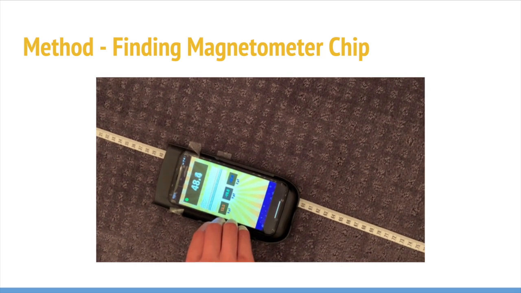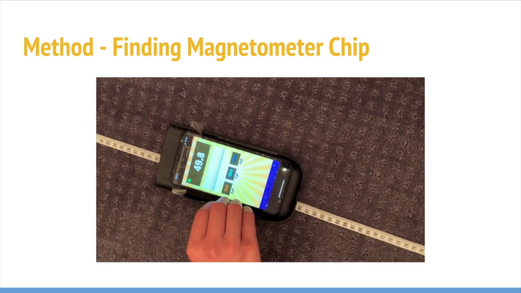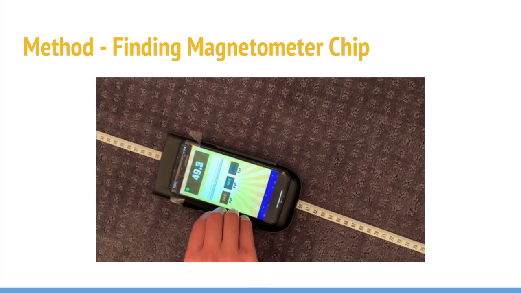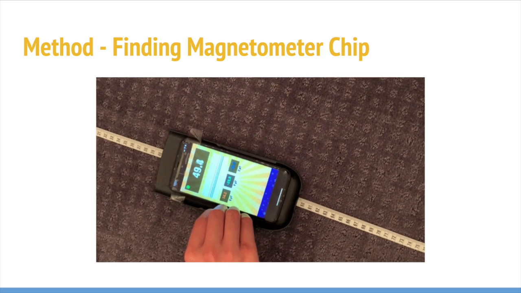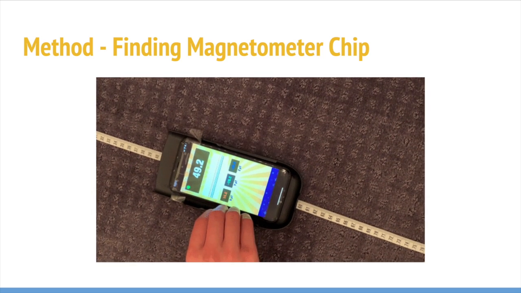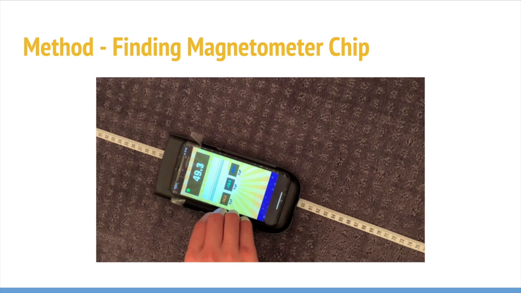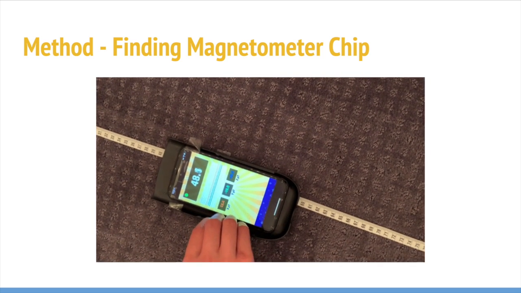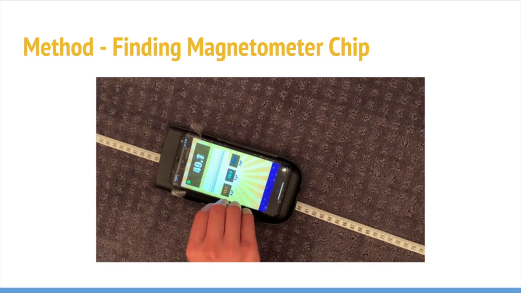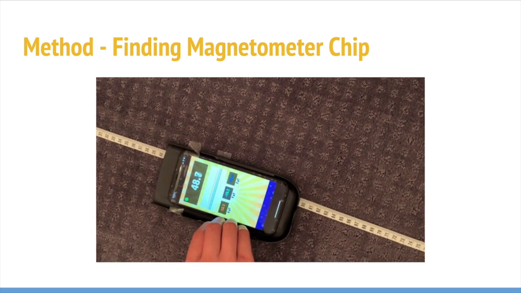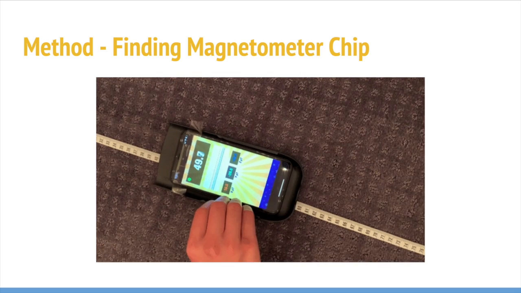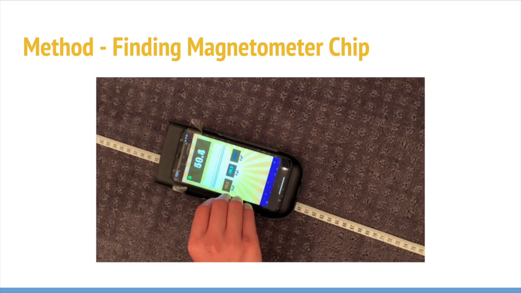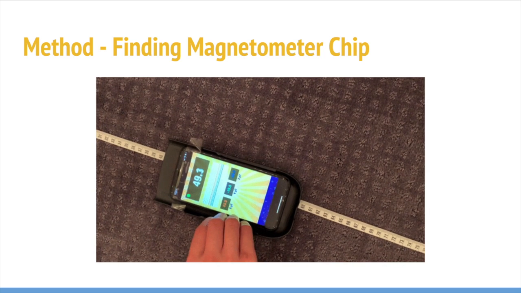You will first place the phone vertically on the ruler and place the magnet at the end, and you will slide the phone up and down until the absolute value of the x magnetic field is largest. Then you will turn it perpendicularly, like shown in this picture, and slide the phone up and down the ruler again until the absolute value in the y direction is largest. And then you will mark it with tape so that you can see the exact location of the magnetometer chip.